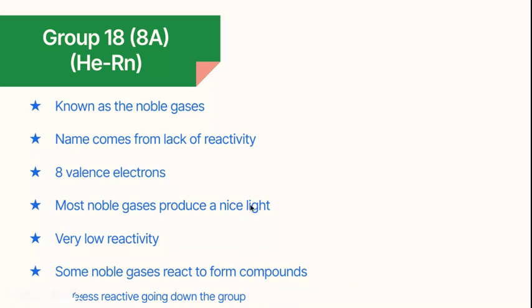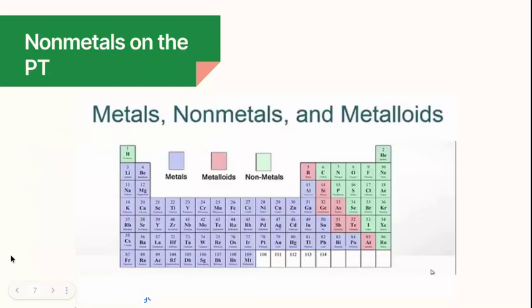Most noble gases produce a nice light, which was a fact that I had in my notes and decided to put on there. And again, here's another look at the table. Hydrogen. Here are the noble gases, and then here are your halogens. And then those to the right of that staircase also classify as nonmetals. So that's all I got.